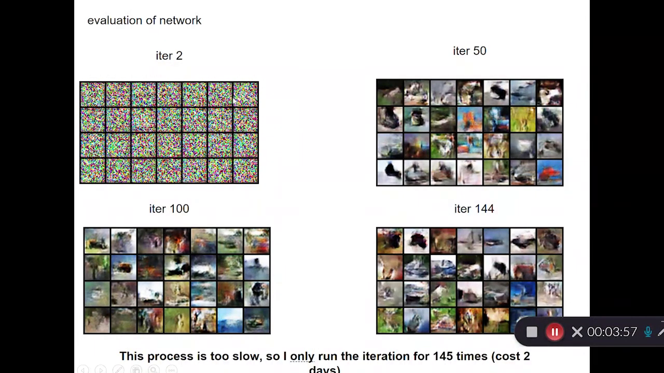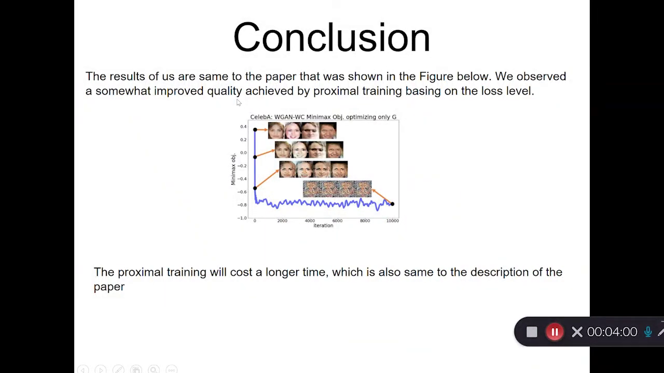But based on the loss, we can be sure that the proximal training will help us to get a better result. The conclusion is that our results are very similar to the paper. Based on the loss, it's the same in these pictures. And we observe somewhat improved quality achieved by the proximal training. Yes, the proximal training also costs a lot of time, much longer than the normal training. And this is also the same as the description in the paper.